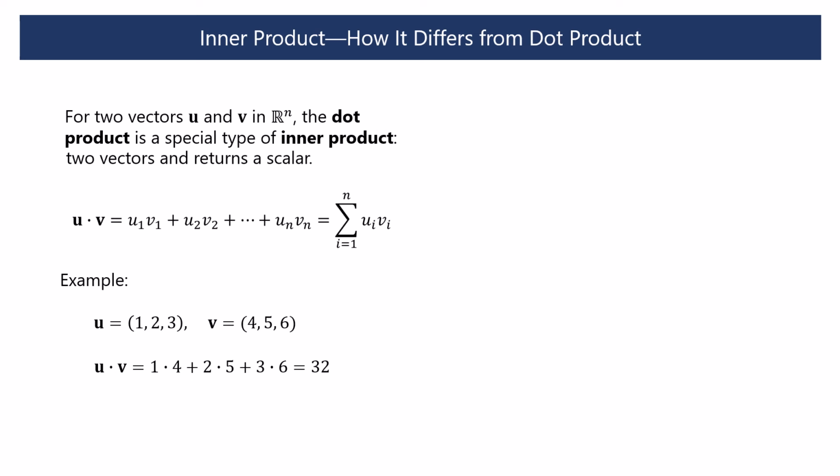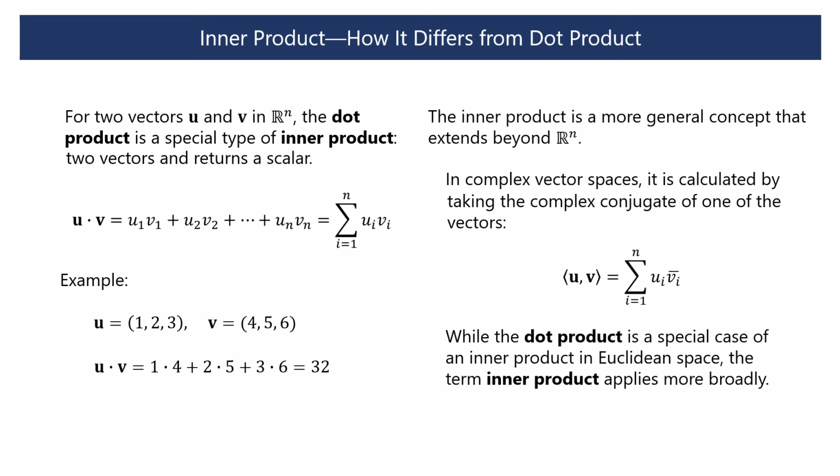Let's compare dot product and inner product. For two vectors u and v in Rn, the dot product is a specific type of inner product, defined in this way. This operation returns a scalar, not a vector. The inner product is a more general concept that extends beyond Rn. For example, in complex vector spaces, it is calculated by taking the complex conjugate of one of the vectors.